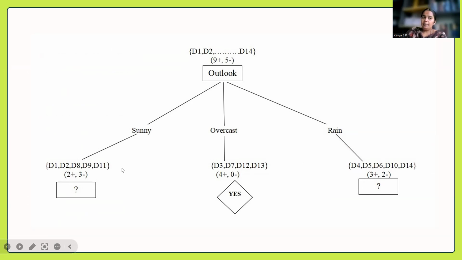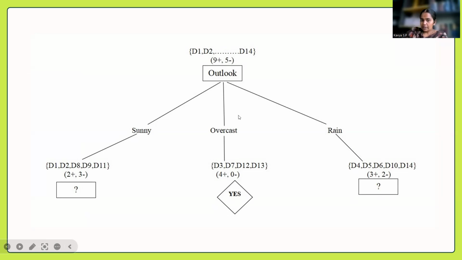With sunny and rain, I cannot come to a conclusion. Why? Because I play tennis on 2 days and I do not play tennis on 3 days. So I cannot come to a conclusion here. Whereas on overcast, out of all the 4 days, I am playing tennis on all 4 days, and on none of the days do I remain idle. So here it is three days yes and 2 days no, and I cannot end up calculating a leaf node.